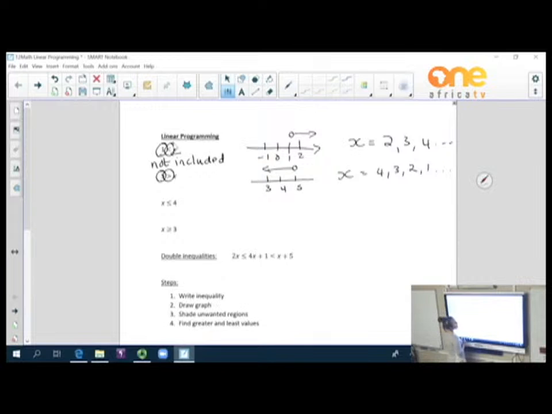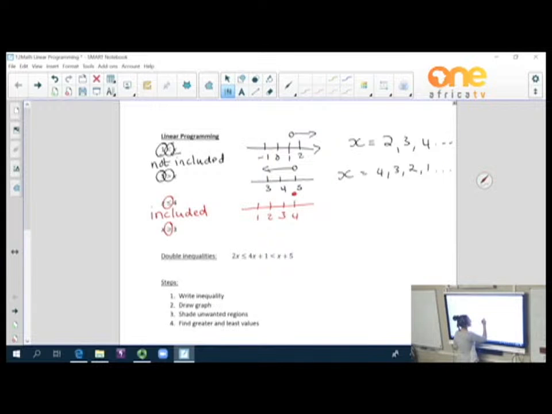Then, if we go over to the next one, we have a smaller than or equal to and a larger than or equal to. This means the number is included. So in this case, our number will be included because of the or equal to sign, which means x is less than or equal to 4. So if we draw this on a number line, 4, 3, 2, 1, whatever you decide your number should be, x will be less than or equal to 4.